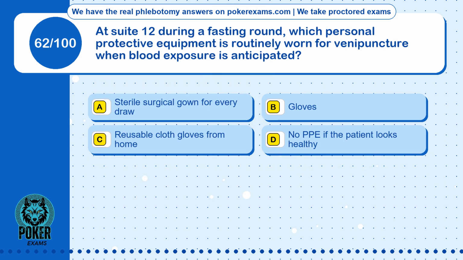Question 62. At Suite 12 during a fasting round, which personal protective equipment is routinely worn for venipuncture when blood exposure is anticipated? Option A, sterile surgical gown for every draw. Option B, gloves. Option C, reusable cloth gloves from home. Option D. No PPE if the patient looks healthy.